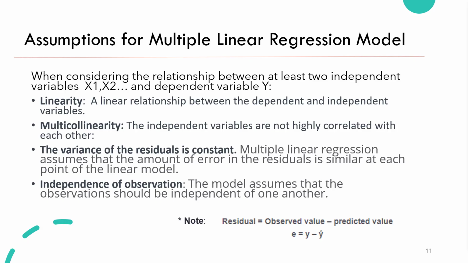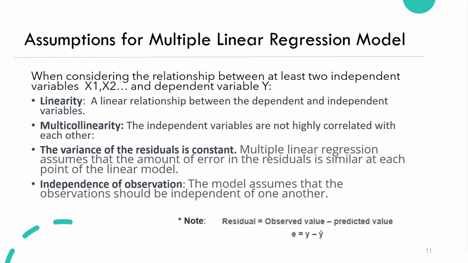When we talk about the assumptions for the multiple linear regression model, we're considering the relationship between at least two independent variables and the dependent variable. There are four assumptions we have to know before we build the model. First is a linear relationship between the dependent variable and independent variables. So we have to make sure that the multiple linear regression has a linear relationship between the dependent variable and each of the independent variables.